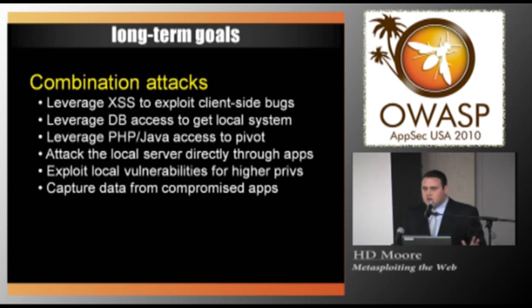And our long-term goals for all this stuff is to be able to take a cross-site scripting bug and use that to do client-side attacks across a large group of users, leverage database access to get access to the local system. We've got lots of work done there already with Oracle, with MS SQL, with Postgres. Leverage our PHP and Java access to pivoting. That's already implemented today. And basically use the application bugs to attack the local server, use privilege escalation flaws to get root on the local server, and use that to keep propagating out.